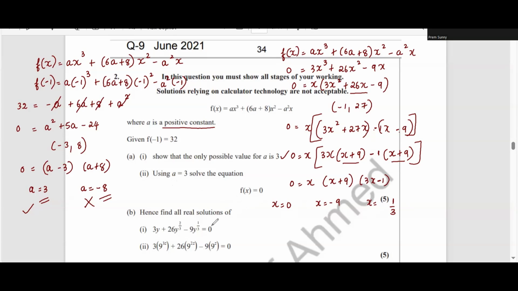Now find all the real solutions of 3y plus 26y to the power of 2 by 3 minus 9y to the power of 1 by 3. To get this, we first have to find out what the original equation was. So here, the original equation in this question was, let me clear this first.